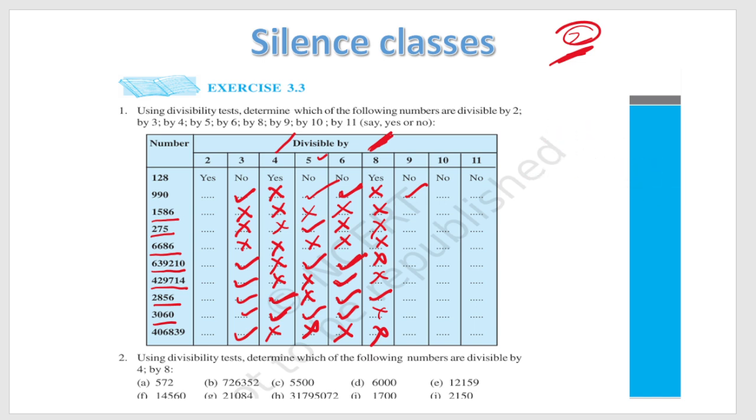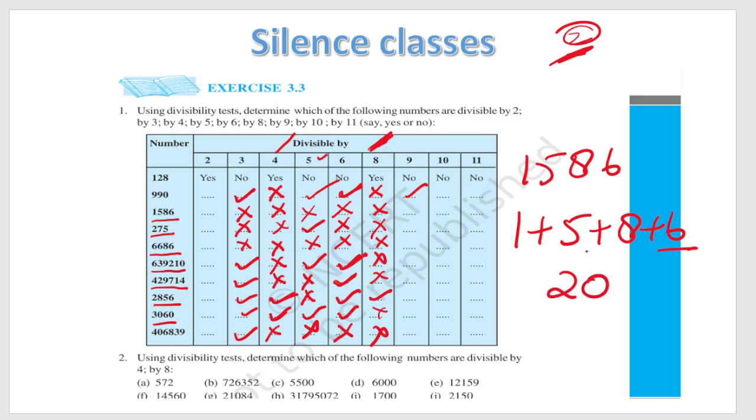The next number is 1586. 1 plus 5 plus 8 plus 6 is 20. 20 is not divisible by 9. This means this number is not divisible by 9.